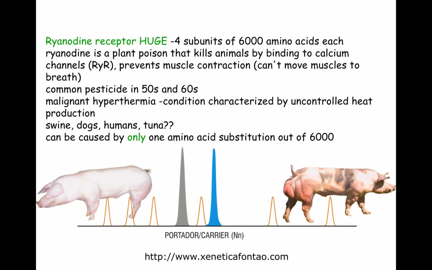And to fuel those muscle contractions, they were burning through their fat reserves. And so that made them very lean. And then when put under extra stress, like being driven to slaughter, now their muscle was being activated even more, and that was more than the pig could handle in terms of the heat that was generated.